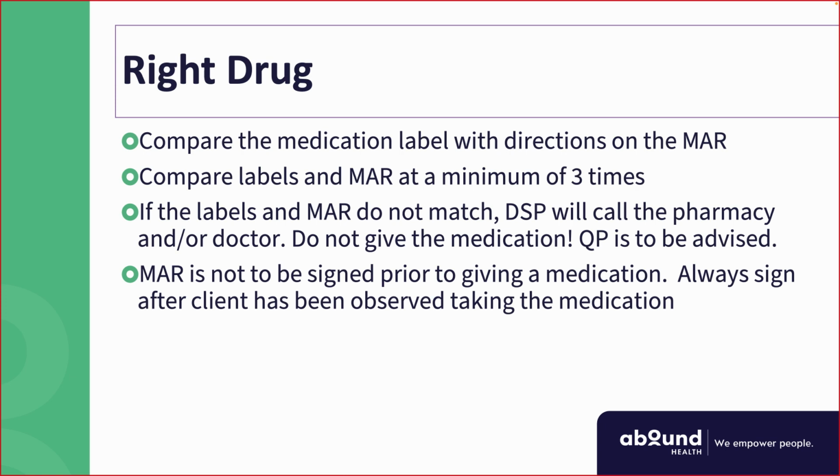So the right drug, you want to compare the medication label with the directions on the MAR. The DSP is going to compare the labels and the MAR a minimum of 3 times: when they pull it out of the lockbox, right before they pour it, and right when they put it back. If the labels and the MAR do not match, the DSP will call the pharmacy and/or doctor's office. They do not need to give the medication, and the QP is to be advised.